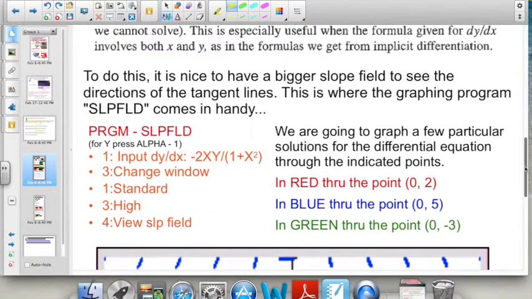So I've got the slope field below. Here are the program instructions. Go into slope field, put in the derivative, the differential equation. Okay, and then I want you to use these standard settings so that we're all looking at the same picture, basically.